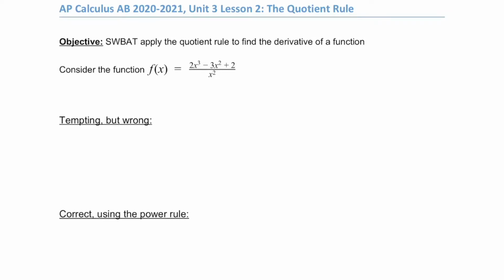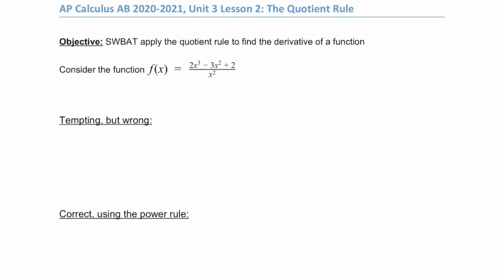All right, here we go. Unit 3, Lesson 2, the quotient rule. So last time we learned about the product rule, a rule for taking the derivative of a function that can be thought of as two separate parts being multiplied together. And now we're going to learn a similar rule for two separate pieces that are being divided, right, which would be a quotient.